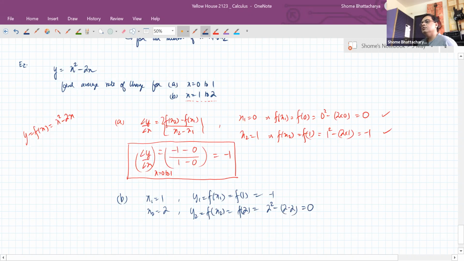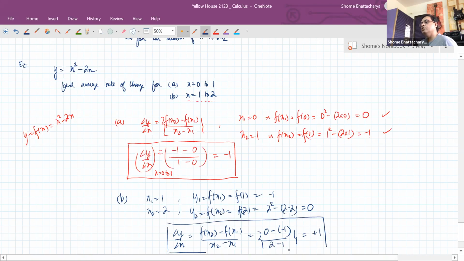So interestingly it's 0. This time when we calculate delta y by delta x, that is f(x2) minus f(x1) divided by x2 minus x1, we get 0 minus (minus 1) divided by 2 minus 1. So interestingly, we are getting plus 1. So the average rate of change in the second interval, which I have taken as 1 to 2, is in fact 1.